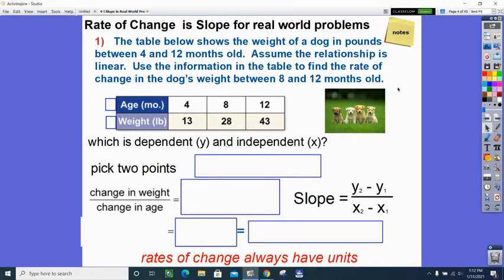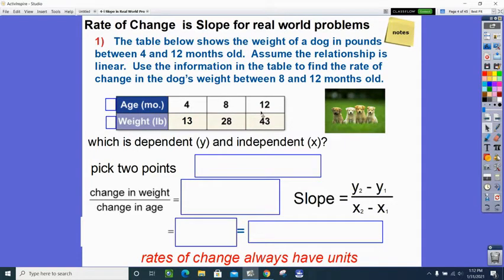So here's a real-world example. The table below shows the weight of a dog in pounds between 4 months and 12 months old. Assume the relationship is linear. So if we know it's linear, then we know there has to be a constant rate of change. The slope is going to stay the same throughout the points. We're going to use the information in the table to find that rate of change in the dog's weight between 8 and 12 months old. So right here, between 8 and 12 months old.